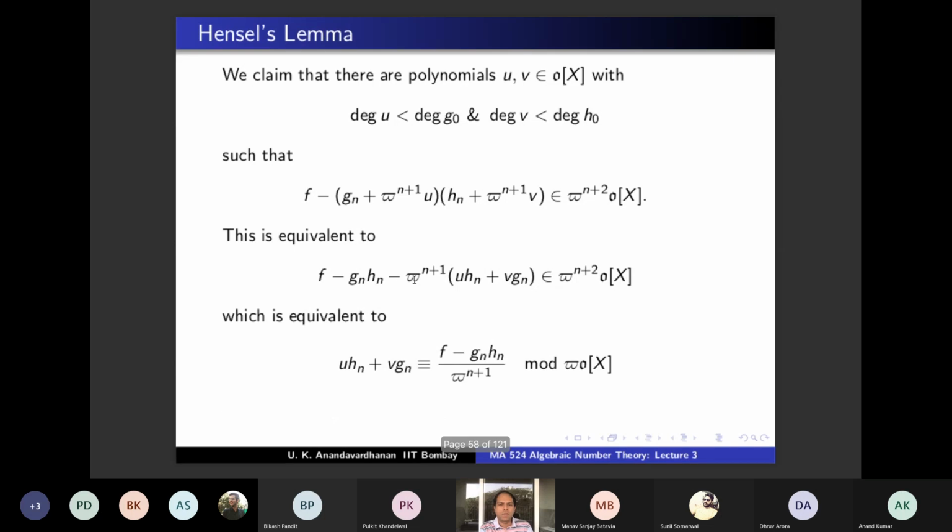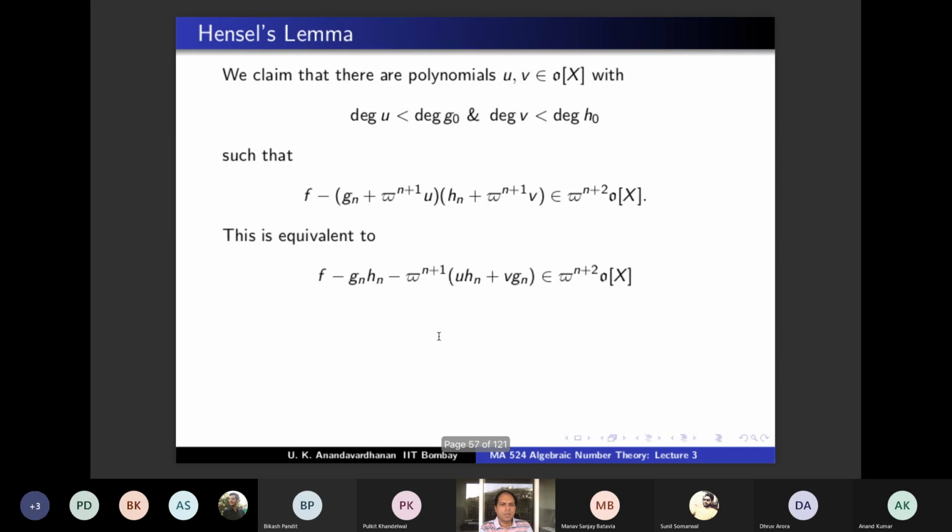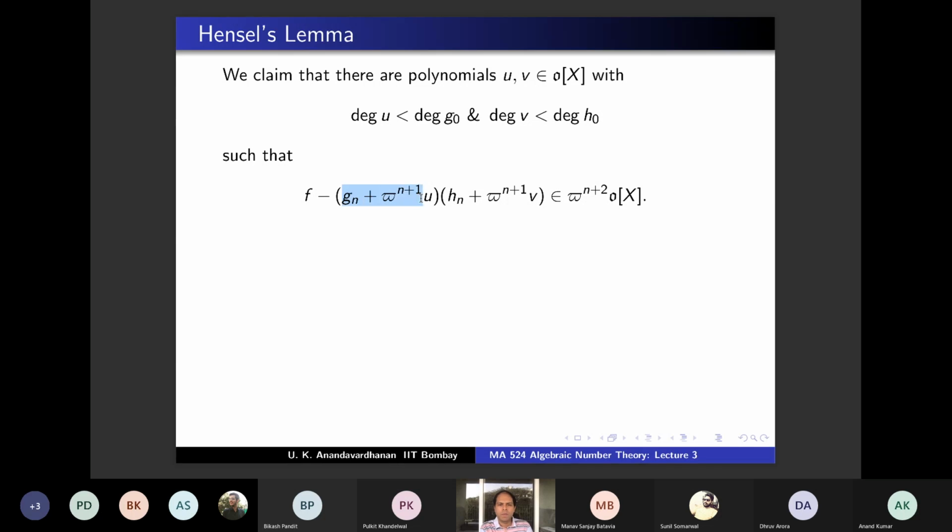Therefore, what have you done? What have you achieved? You have achieved that you have got a sequence of polynomials G0, G1, G2, etc., Gn, etc. with this property: F minus Gn Hn is in pi power n plus 1 Ox. So you have got the sequence Gn. But how do you construct this sequence Gn? Gn plus 1 is Gn plus pi n plus 1 u, where this u is gotten by Nakayama lemma. But whatever that is, it has this inequality property. Therefore, Gn plus 1 is this.